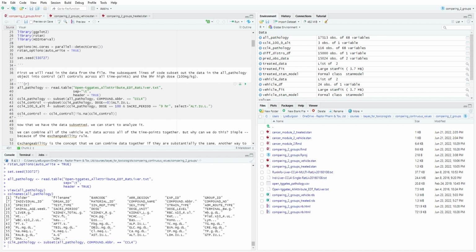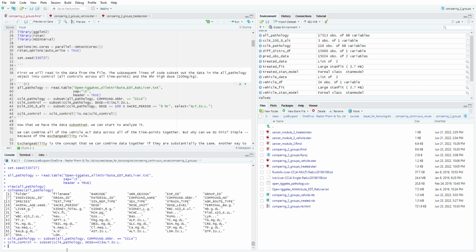And now I just want the controls. So I just have the CCl4 right now. Now somebody could be asking, well, couldn't you just do this all in one line? I could. I totally could. I could do this all in one line, and that would be cool. I didn't, but I could. You're right.